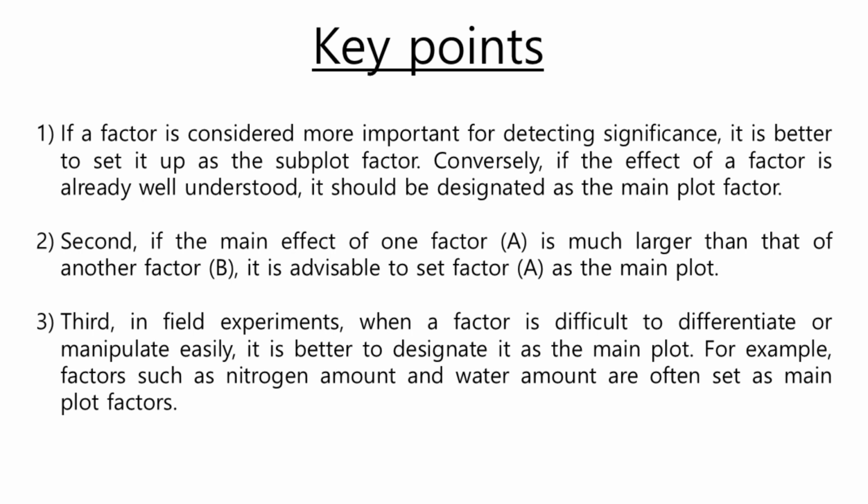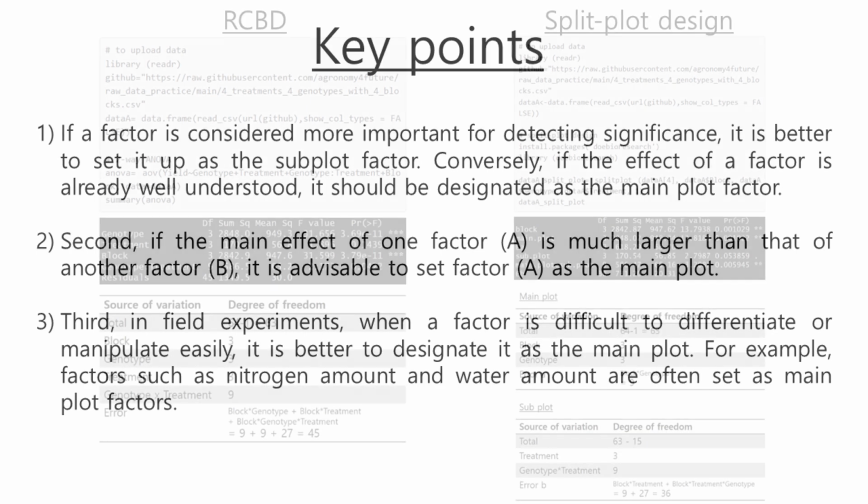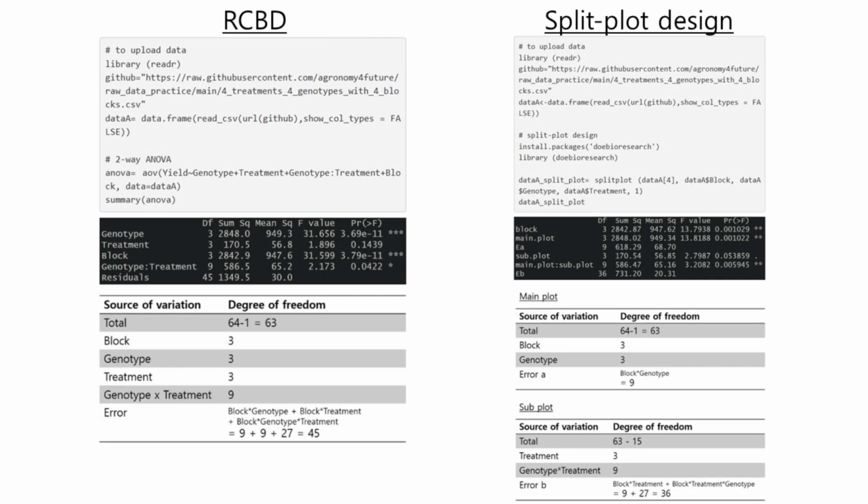Third, in field experiments, when a factor is difficult to differentiate or manipulate easily, it is better to designate it as the main plot. For example, factors such as nitrogen amount and water amount are often set as main plot factors. If you run a statistical program as RCBD or split plot design, you'll obtain different ANOVA tables. The whole table for split plot design would be below.